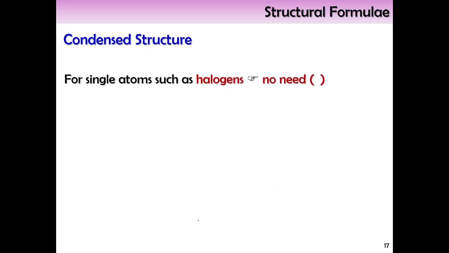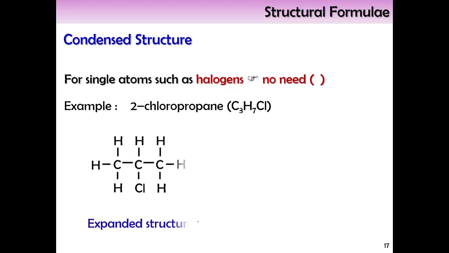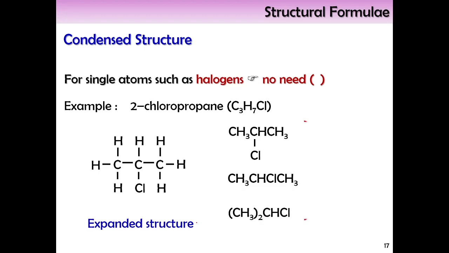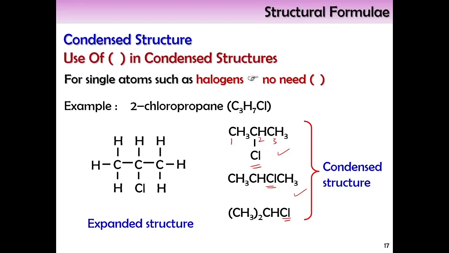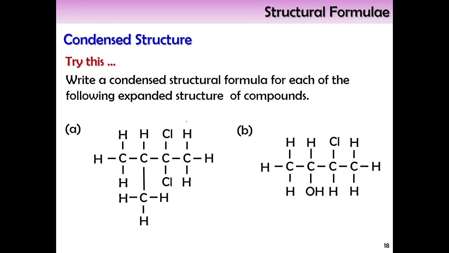Okay, for single atom as halogens, no need to put bracket. Okay, for example earlier this one, so no need to use bracket. But I think even if you put bracket, you are still not wrong. We can accept that. Okay, so this is condensed structure. All are acceptable. Carbon attached to carbon number 2. Chlorine attached to carbon number 2. Carbon number 1, carbon number 2, carbon number 3. So that is the use of bracket.